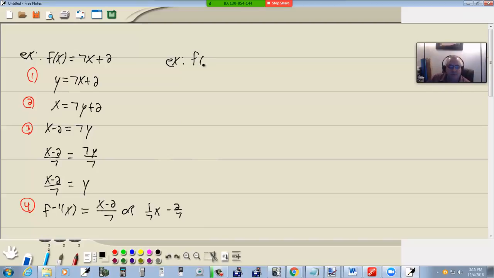One more of those. Got f of x is equal to x to the third minus 2. Step 1. Replace f of x with y. So we got y is equal to x to the third minus 2. Step 2. Interchange x and y. So we got x is equal to y to the third minus 2.